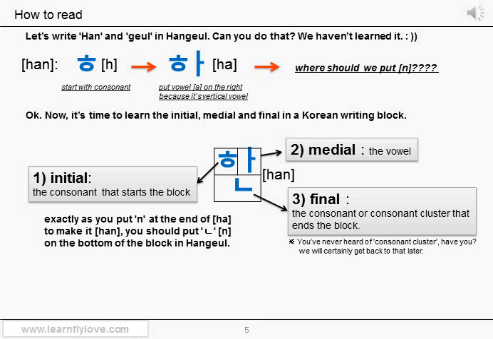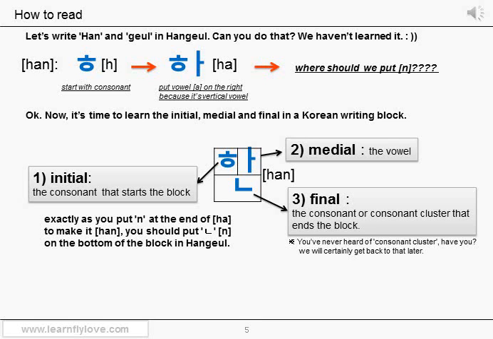It's always put under the middle of the first consonant and vertically drawn vowel, or under the horizontally drawn vowel. No exception. We haven't learned what a consonant cluster is. Don't worry, we'll get back to that later. Exactly as you put N at the end of ha to make it han in English or romanization, you should put the N consonant on the bottom of the block in Hangul. Because the N consonant sounds like N in English, it still sounds N when it comes as the final of the block.